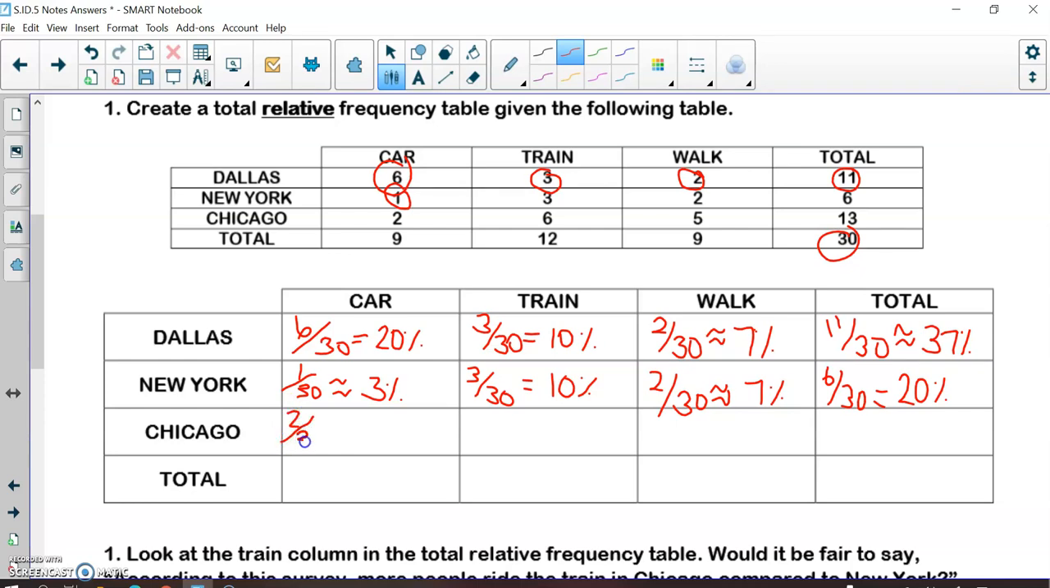All right, now we're going to do the Chicago row. So I have 2 out of 30 for the car, which is going to be about 7%. And then in the train for Chicago, I have 6 out of 30, which is 20%. In the walking row, I have 5 out of 30, which is about 17%. And then in the total row for Chicago, I have 13 out of 30, which is about 43%.